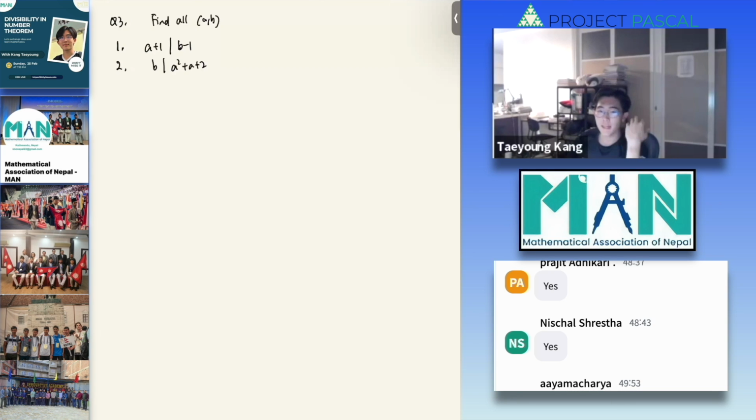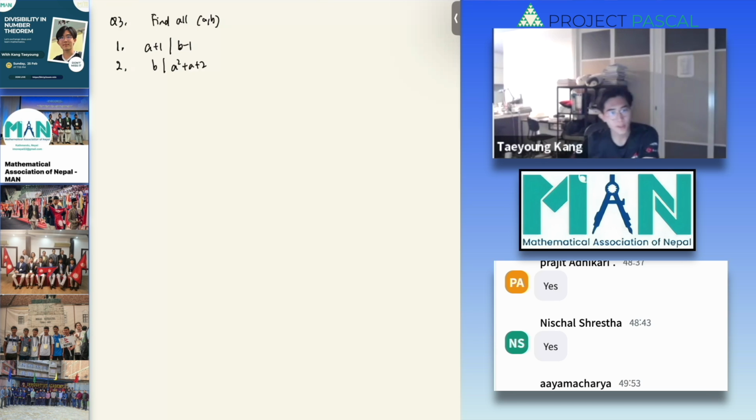Do you guys have any ideas as to how we should approach this question? This problem seems quite similar to question number 1, right? Since we have two divisibility conditions, and A is on the left hand side for one of them and right hand side on the other, maybe we can do some bounding and find some size condition from the bound, right? So that's exactly what we will try.